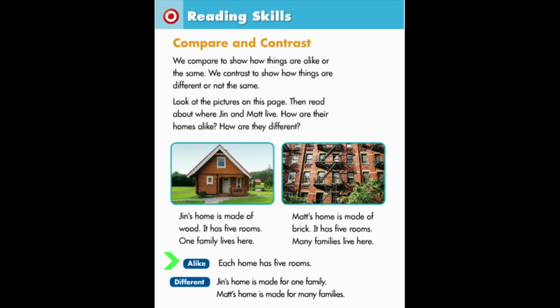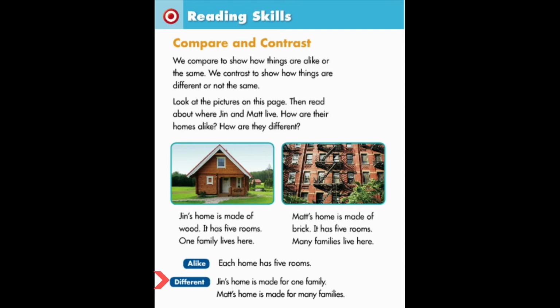Alike, each home has 5 rooms. Can you find that sentence in both paragraphs? Here it is. It has 5 rooms. These sentences tell how Jen's and Matt's homes are alike. They both have 5 rooms. Now we are going to learn about what is different.